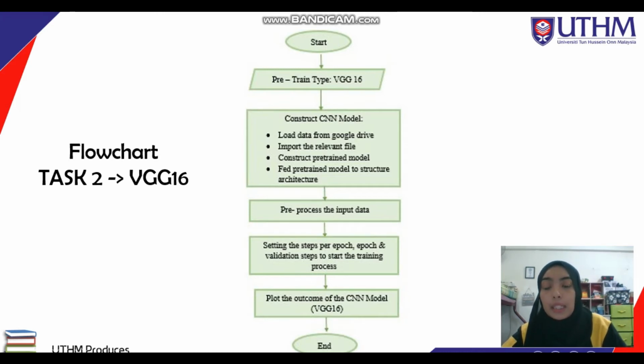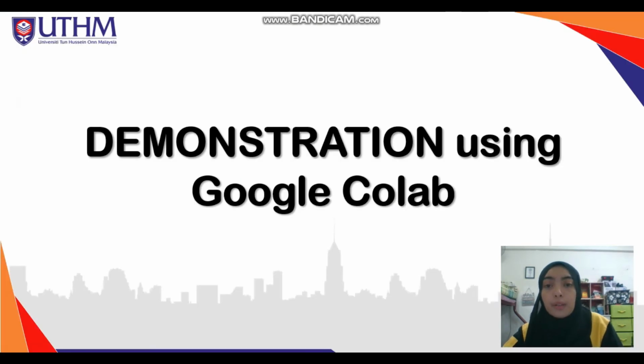Okay, next we need to pre-process the input, and then set the steps per epoch and validation steps to start our training process. And then to get the result, we need to plot the outcome of our CNN model. So now I will show the demonstration using Google Colab.